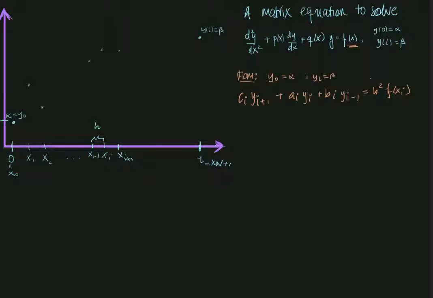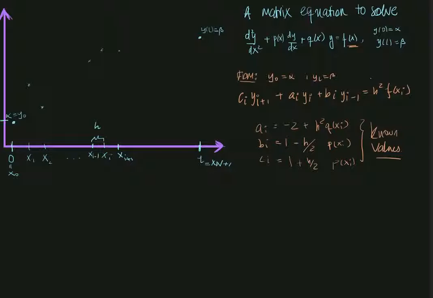Well, according to the book, ai is given by minus 2 plus h squared times q of xi, and bi is given by 1 minus h halves multiplied by p of xi, and ci is given by 1 plus h halves multiplied by p of xi. So ai, bi, and ci are all known values that we can get directly by looking at whichever differential equation we are given and reading off the coefficient functions in front of y prime and y.